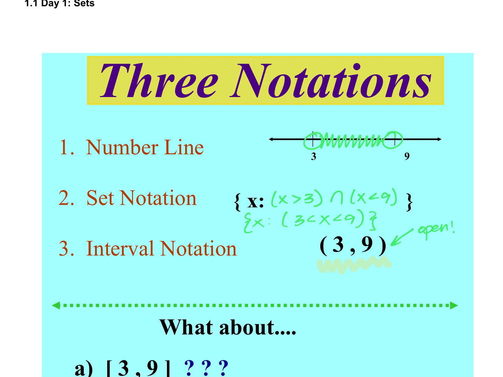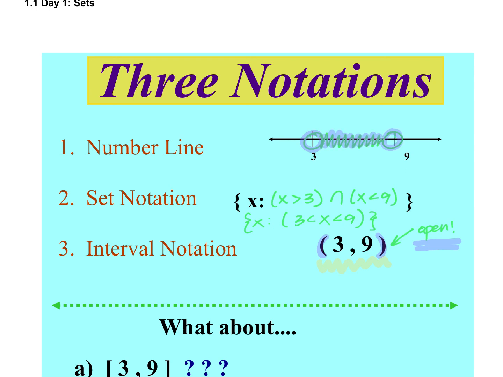All right, here we go. The first thing that I looked for was whether this was open or closed. I see the parentheses around this interval notation, which means it's going to be open bounds. And I want all the numbers between 3 and 9. So on my number line, I have open circles on 3 and 9, and I've shaded everything in the middle.